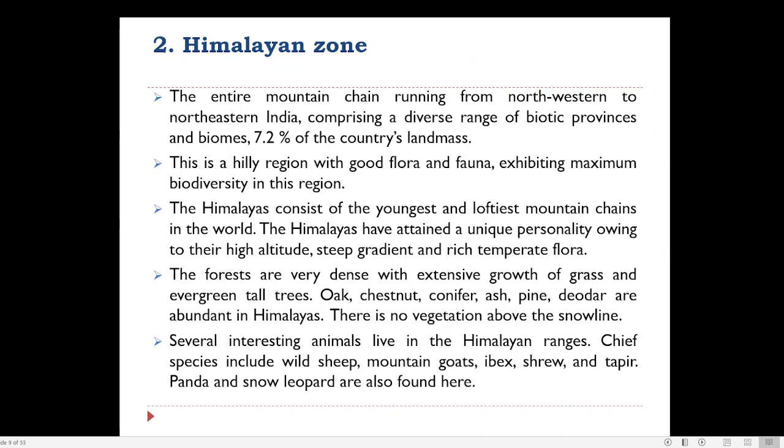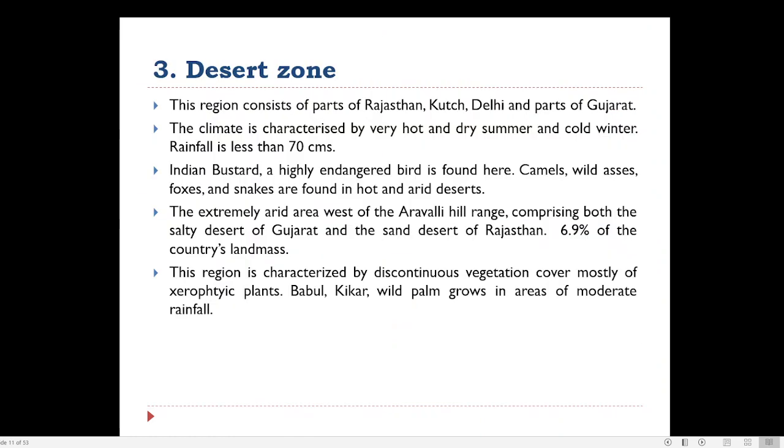Then you can see the desert region. They are mainly in Rajasthan and the Kutch area. The regions which are present in Gujarat are known as the Kutch, Ran of Kutch. And certain areas of Delhi are also part of the desert zone. Now here one important feature is that the rainfall is very less, less than 70 centimeters. In Kerala, we have a rainfall of around 300 centimeters. So you can imagine how much rain will be coming there.